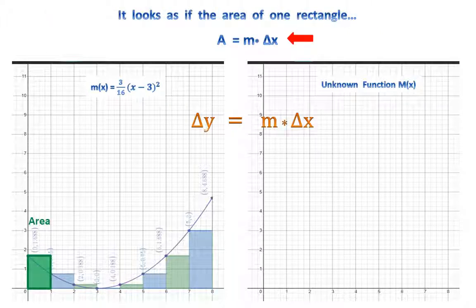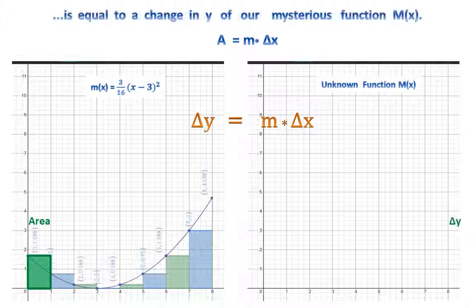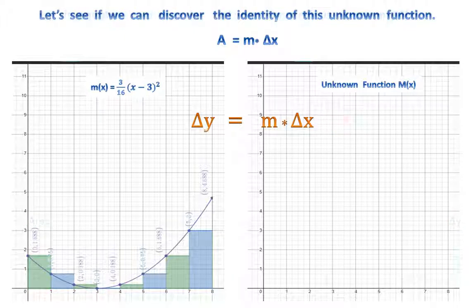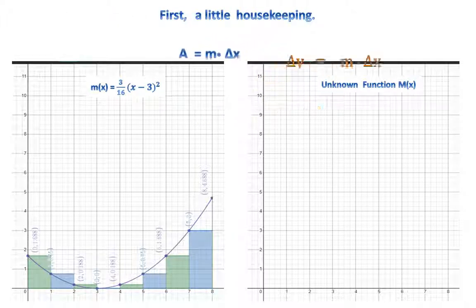Something familiar about the right side of that equation. It looks as if the area of one rectangle is equal to a change in y of our mysterious function, capital M of x. Let's see if we can discover the identity of this unknown function. First, a little housekeeping.